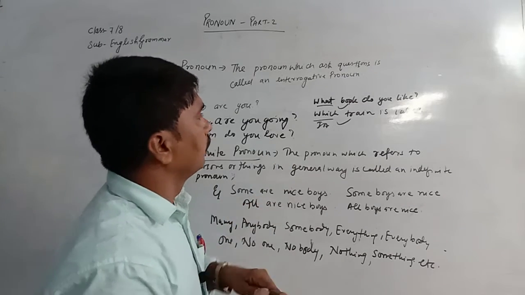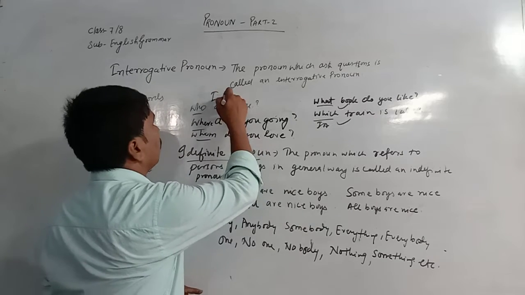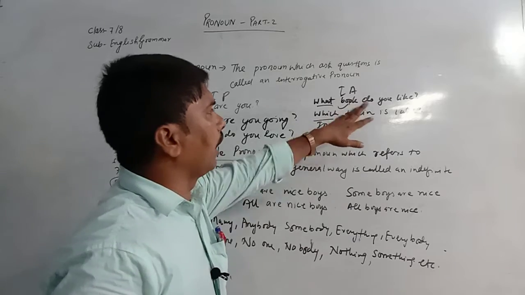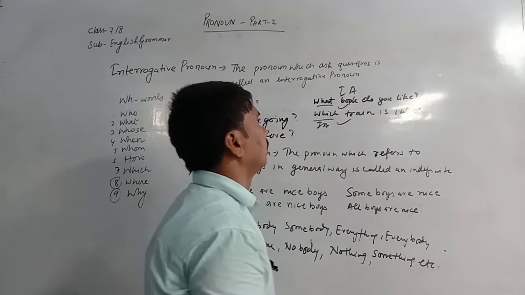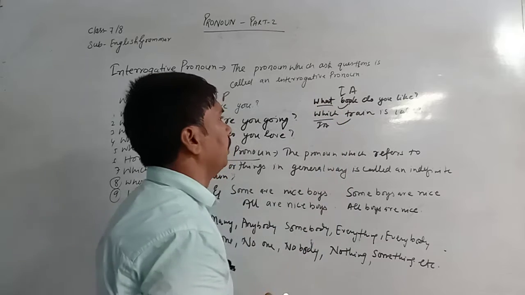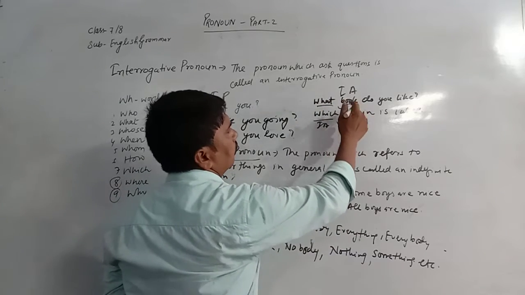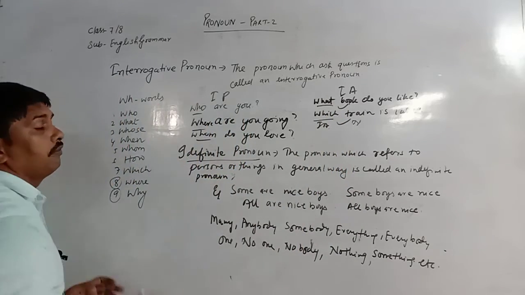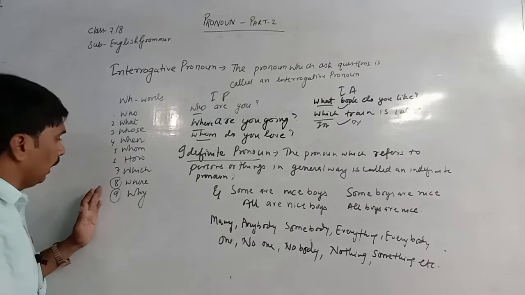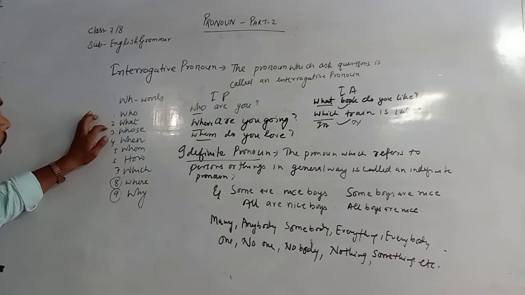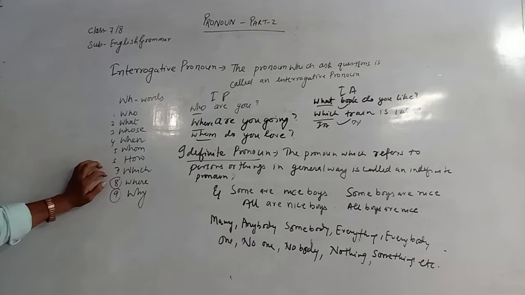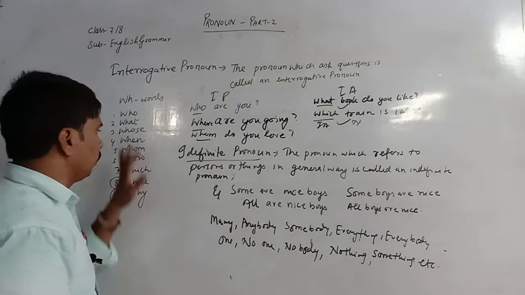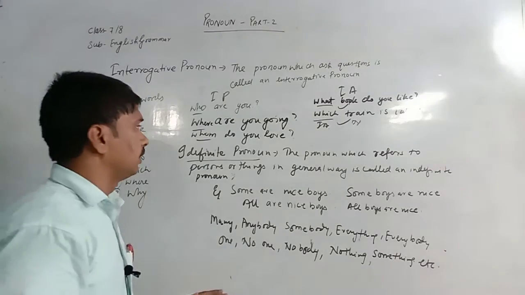In the same manner, if this is interrogative pronoun, then this is interrogative adjective also. See, what book do you like? Which train is late? So here what, which is taking a noun. So this is interrogative adjective and this is interrogative pronoun. There are 9 WH words: who, what, whose, when, whom, how, which, where, why. So these all words help to make question words.